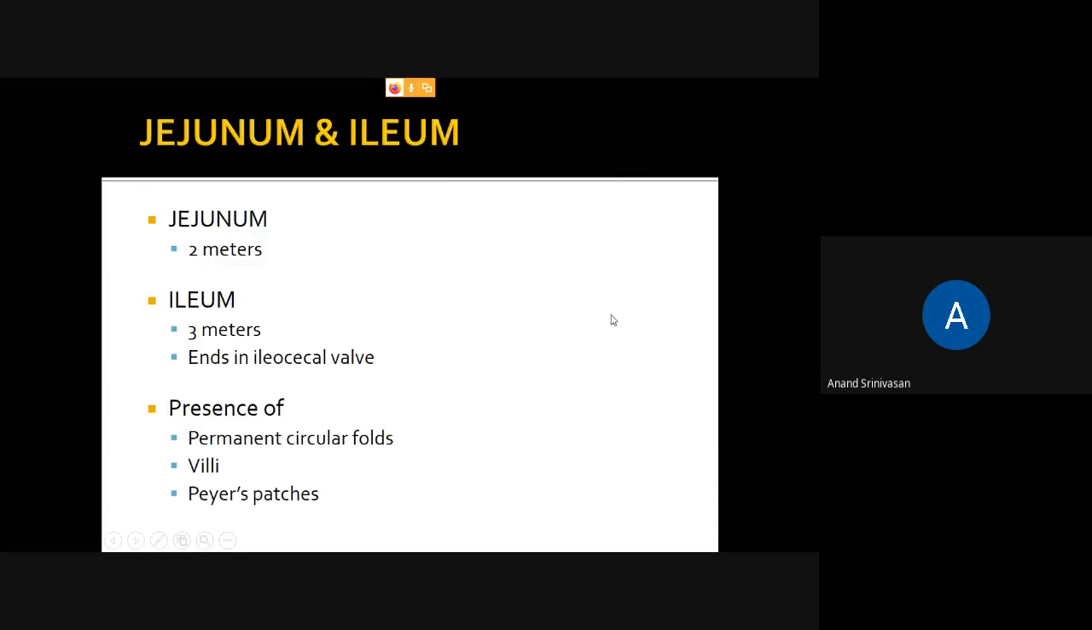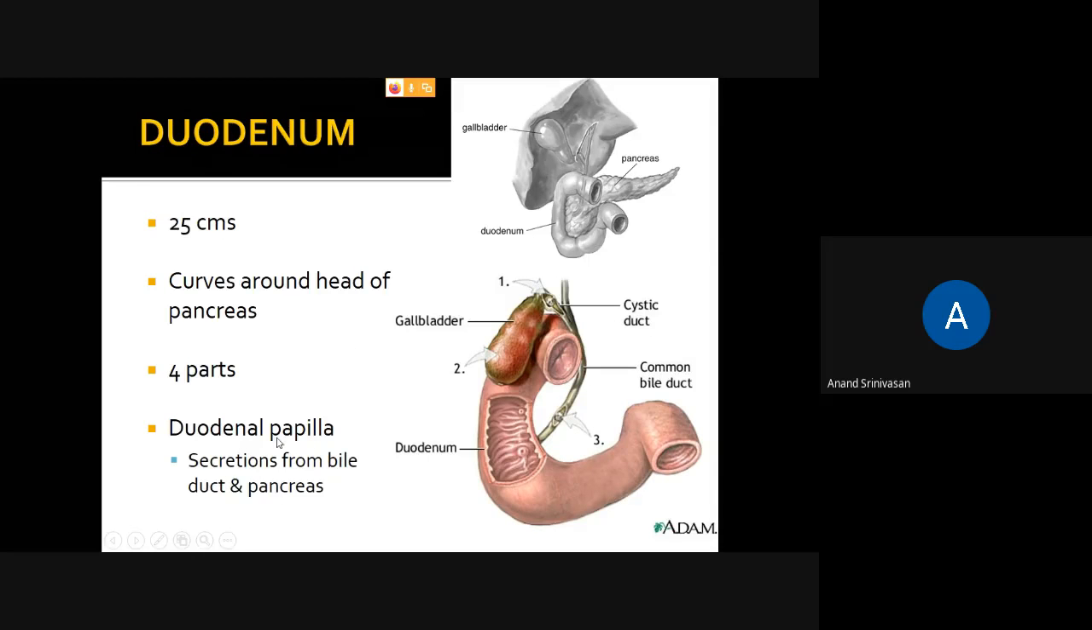Now, the most important thing in the duodenum is the duodenal papilla. In the second part of the duodenum, you can see a small opening, and this is called the duodenal papilla. What is this opening? Here the secretions from the bile and the pancreas are poured into the duodenum.